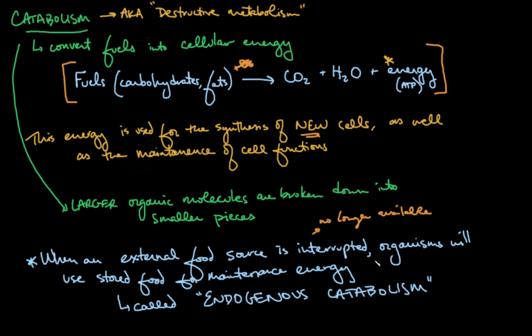Individual organisms will use the stored food for maintenance energy. So if you consume lots and lots of energy and you store it, let's say you store lots of fat in your body, or even carbohydrates, right? If you remember back to last year, we talked about a polysaccharide called glycogen. Glycogen is a large carbohydrate that can be stored in your muscles and in your liver. And when you no longer have a steady food source, your body is going to pull from that and use that to make this ATP.